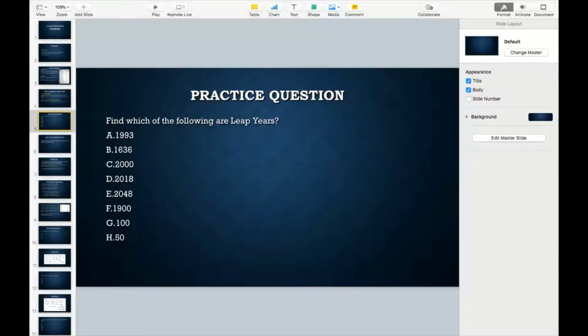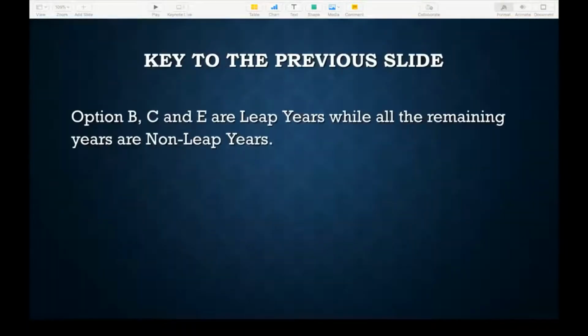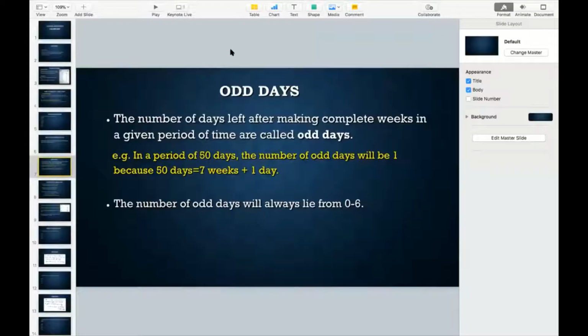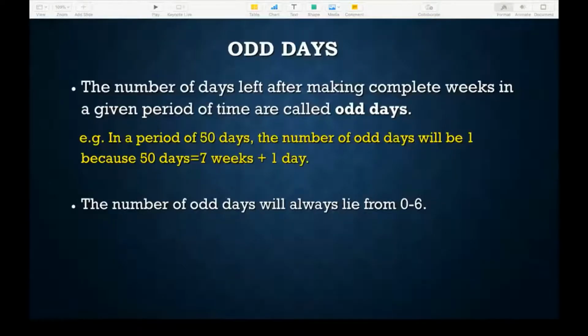That is why it is not a leap year. Okay, so here's the solution for you. Options B, C, and E are leap years, while all the remaining are non-leap years. Now comes the concept of odd days. This entire chapter is based on the concept of odd days. If you are very clear with this concept, then you can solve the actual calendar questions without much effort. So this is very important. Please make it clear. If you have any questions on this concept, do ask me at this point itself.